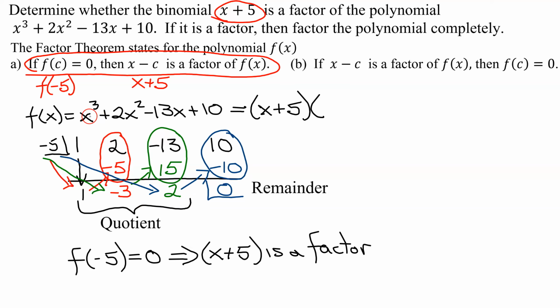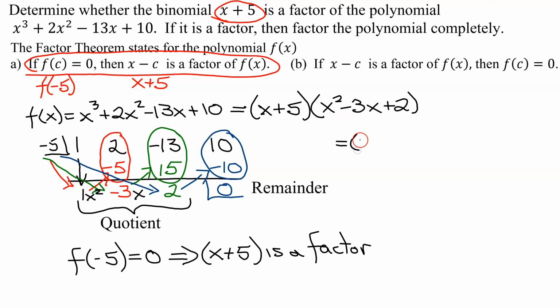Remember, I started out with an x cubed term. So this term is 1 degree less than this one. So here's my x squared term. Here's my x term. So my quotient is x squared minus 3x plus 2. The only thing left to do is factor this trinomial. It should be easy. The numbers are very small, so I'm going to do it by trial and error.